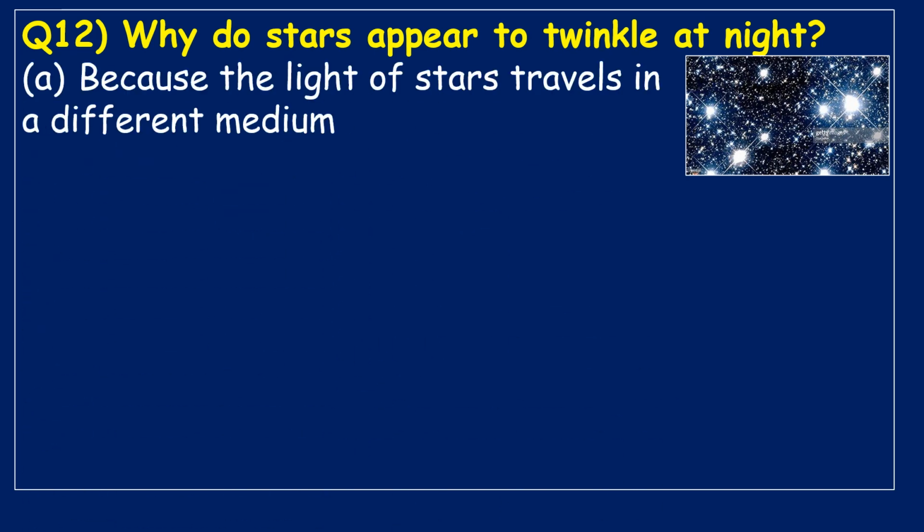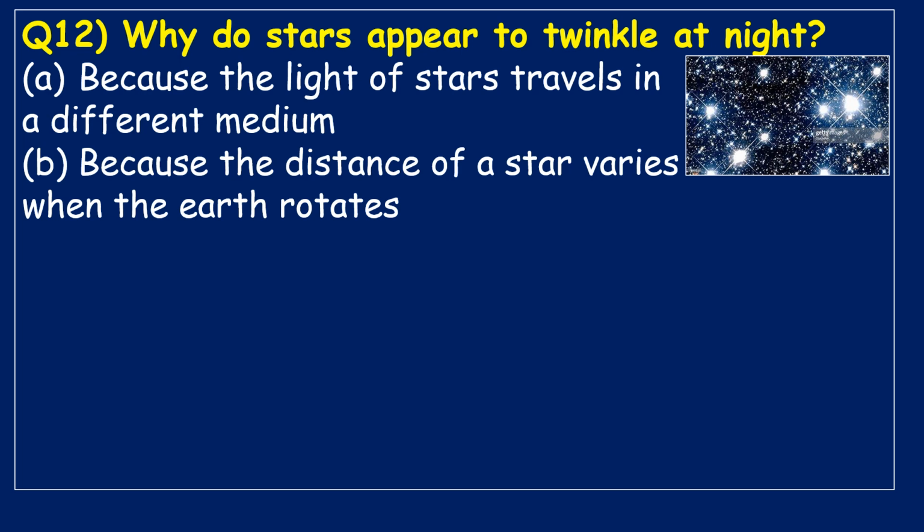Option A, because the light of stars travels in a different medium. That means to reach your eye, the light from the star should pass through different mediums like dust, gas particles, some liquid particles, some solid particles. So the light from the star should travel through different types of medium.